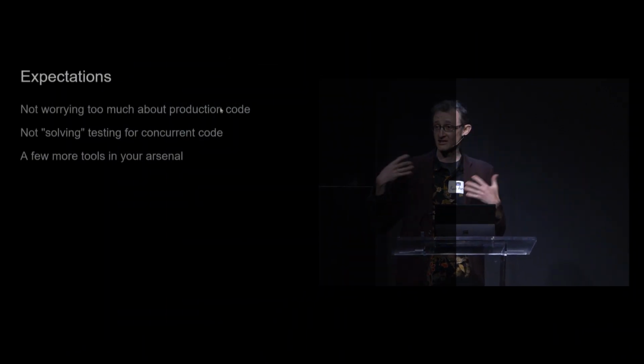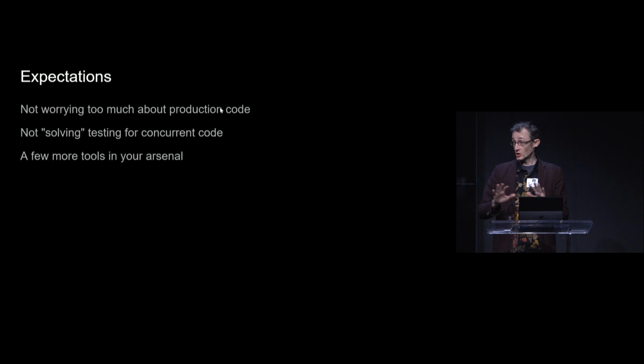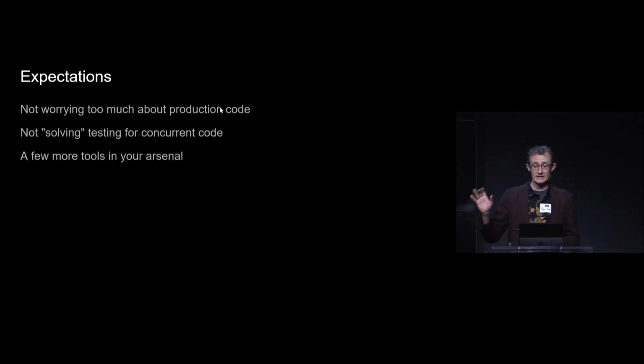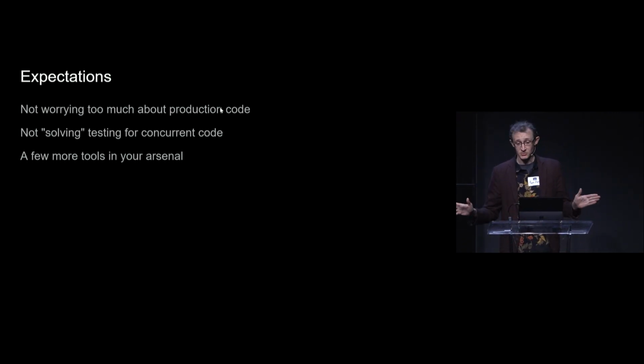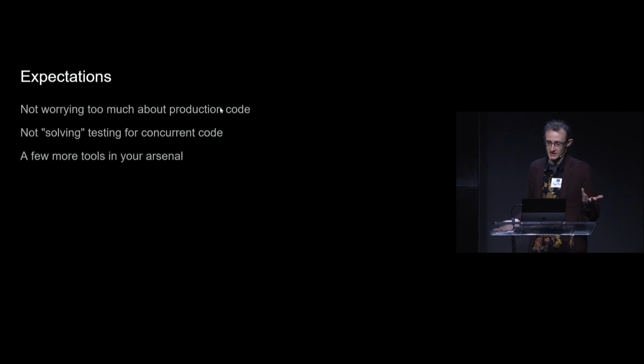In this talk, some expectations. We're not going to worry too much about production code. We're going to focus on the testing side of things. We're not solving this either. This is not a solvable problem. We're just adding a few more tools to your arsenal. In fact, we're going to show some really bad multi-threaded code. Don't use any of the code that I'm showing you. There are no magic bullets to test this, but with a few simple tools, we can kind of start taming this system.